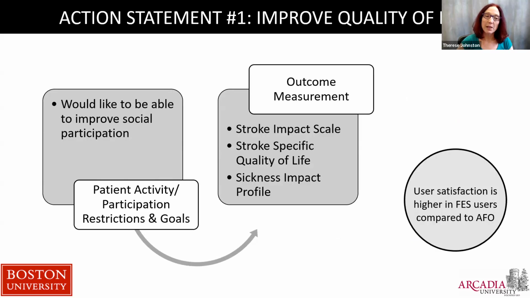So in looking specifically at the patient goals, we first look at the person wants to be able to improve their social participation. So we can choose that outcome measure. And as I mentioned, we're going to choose that based on the specific needs of the individual. And one thing that's interesting in terms of quality of life that we found in the literature is that user satisfaction has been shown to be higher in FES users compared to AFO users. So this is something we can keep in mind as we're making decisions for this patient in terms of what device might be the most appropriate.